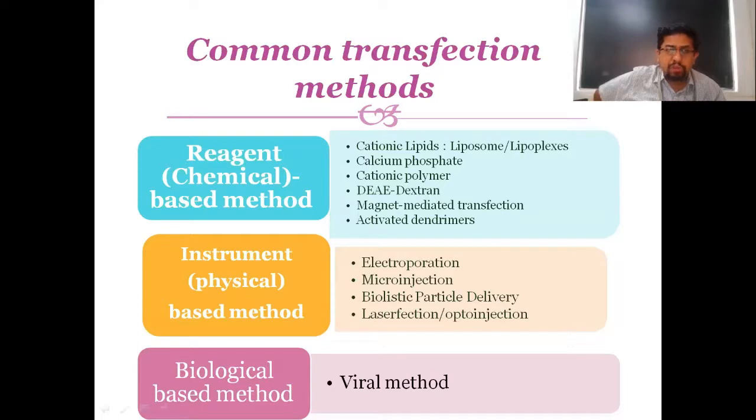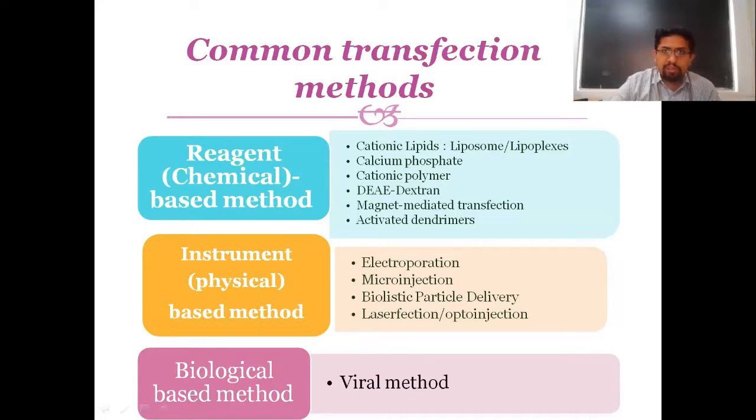And there is lipofection or optoinjection, where a laser is used for the method. And the last method is virus. You allow a virus to infect your target cells or target organism, and this viral particle will not be able to deliver your gene of interest unless it is assisted by a helper phage. The helper phage will help this recombinant viral particle to successfully infect your target cell.